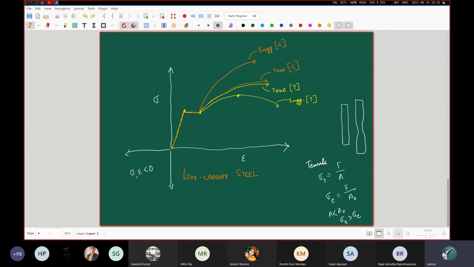Now, remember, I'm again emphasizing this is for low carbon steel. It is very much possible to have these kinds of stress strain diagrams for other kinds of materials. It is also very important for me to highlight that this low carbon steel is a ductile material. Without going into the formal definitions, you know that ductile materials can be elongated very significantly. You can draw them out into wires. You have learned these even in school. Of course, there are formal definitions for ductility, but we are not going into that right now.